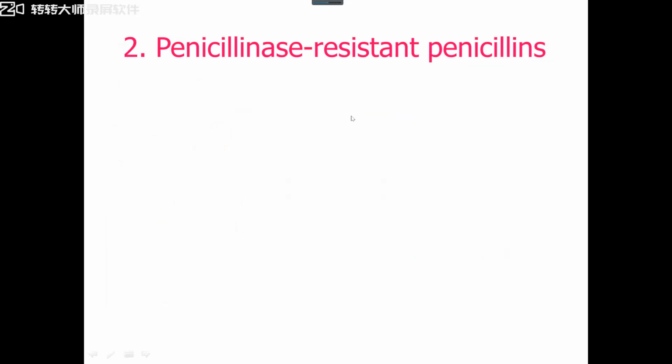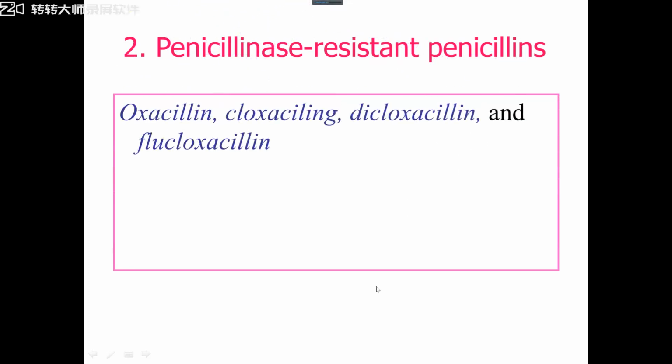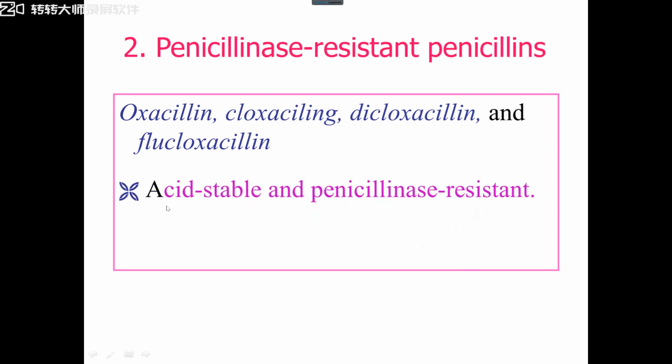But if we use penicillin V for several days or one week, drug resistance develops. So we add a new group in penicillin, and then we have penicillinase resistant penicillins. The drugs include oxacillin, cloxacillin, dicloxacillin and flucloxacillin. These drugs have two features. The first feature is acid stable. What's the meaning of acid stable? It means we can give oxacillin, cloxacillin or dicloxacillin orally.